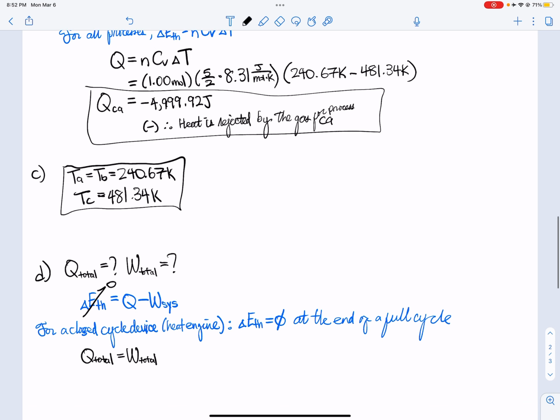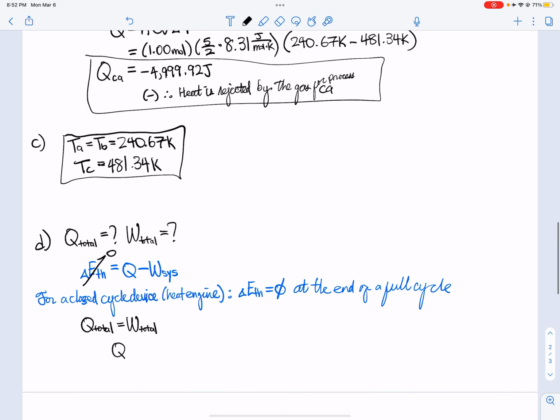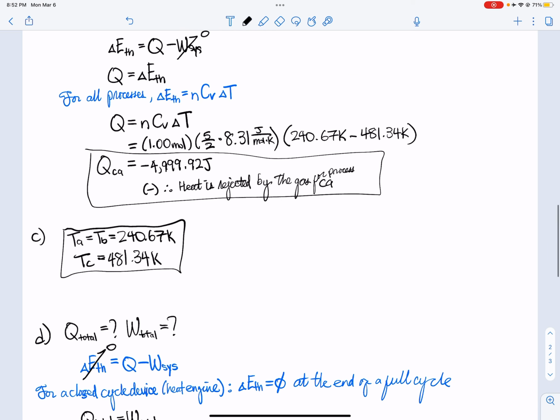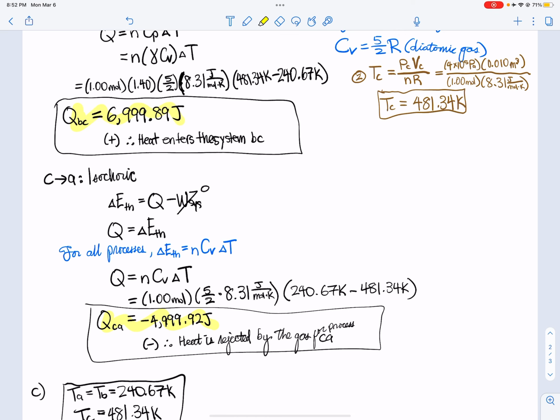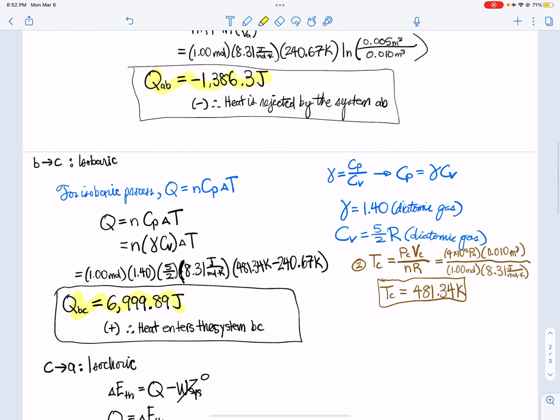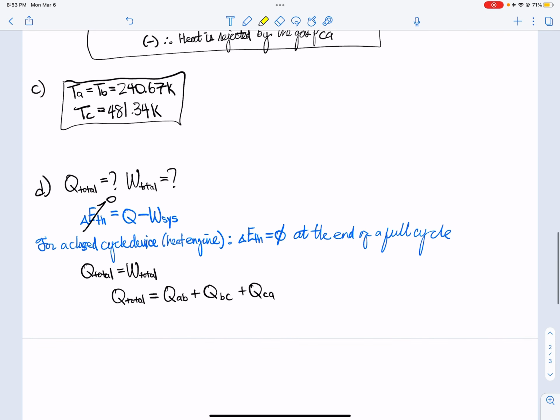And we already calculated actually the Q total, right? Because Q total, the net heat transfer or total heat transfer, that's just going to be equal to the heat transfer in every process. So heat transfer from process AB plus heat transfer from process BC plus heat transfer from process CA. Guys, another great news for you. We already calculated that in part B. Here. Okay. So let's just plug those values in right now.